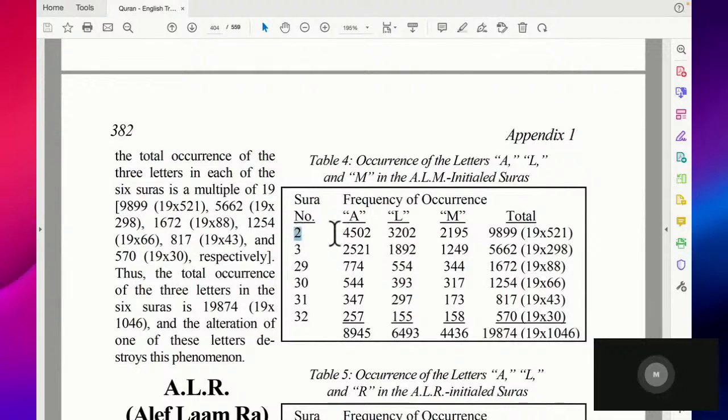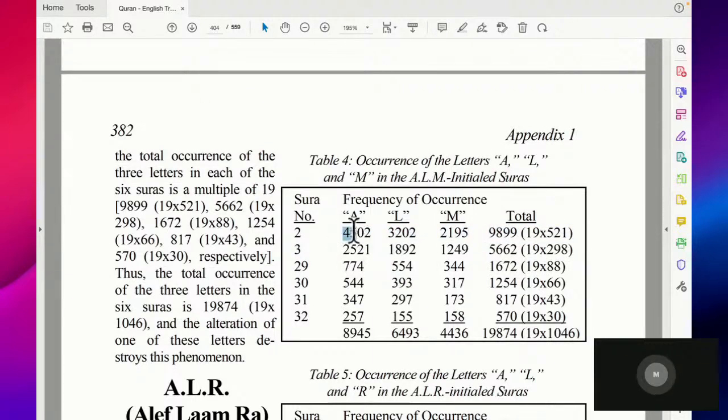For example, Surah 2, in table 4, it shows us that the count of A is 4,502, the count of L is 3,202, and the count of M or Mim is 2,195. And the total is 9,899, the count of all three together, right?